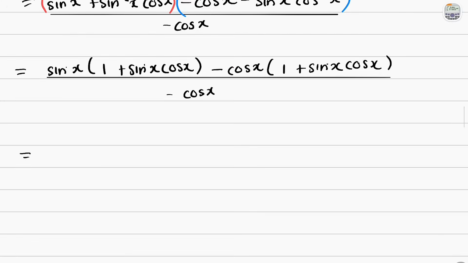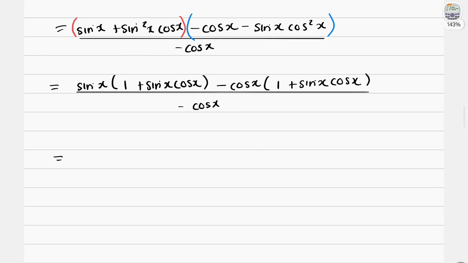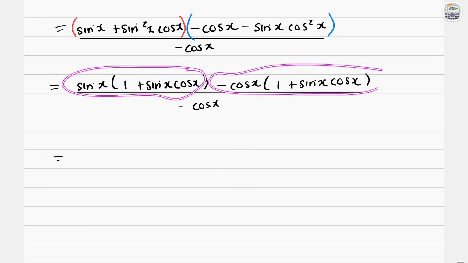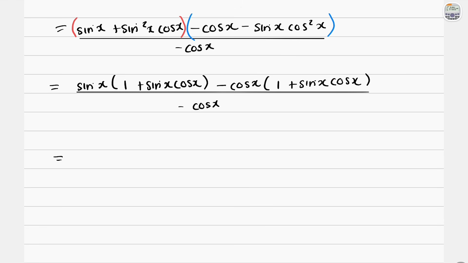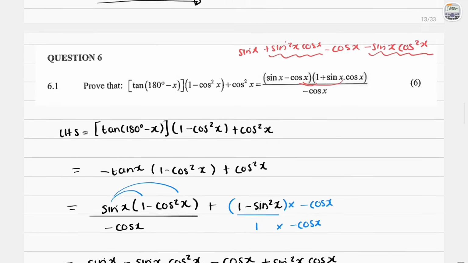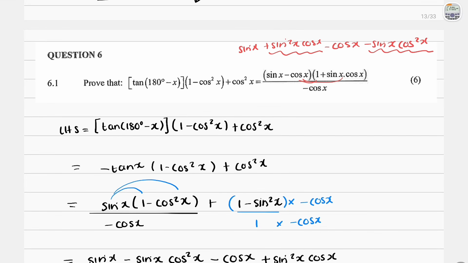Then it is finally equal to, how many terms do you have in the numerator? Well, there's the minus here. So it means that this is one term and this is another term. So we have two terms and we can see we have a common factor. It's the whole bracket, this bracket. Let me just check that I wrote that bracket correctly. 1 plus sine x cos x.